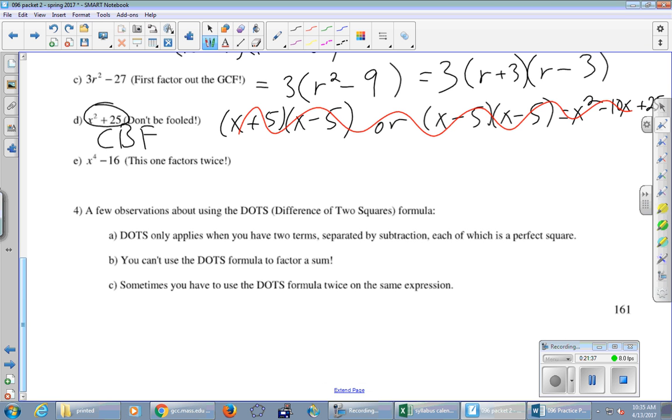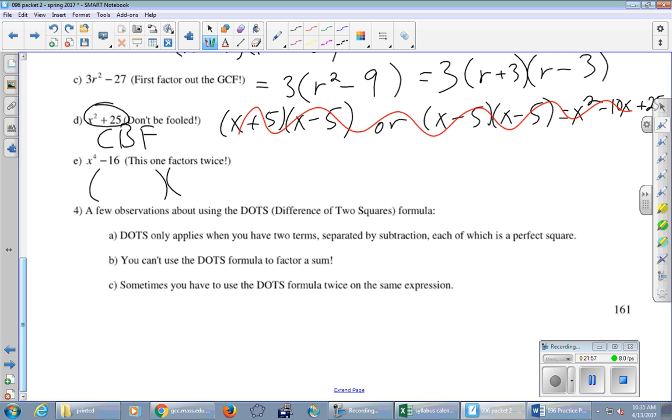Okay, let's take a look at E. X to the 4 minus 16. Might be a little intimidating. We've got a lot of practice now with x squareds, not so much with x to the 4th, but it is two terms. It is a subtraction. 16 is a perfect square, and in fact, so is that x to the 4th. Let's give this a shot.